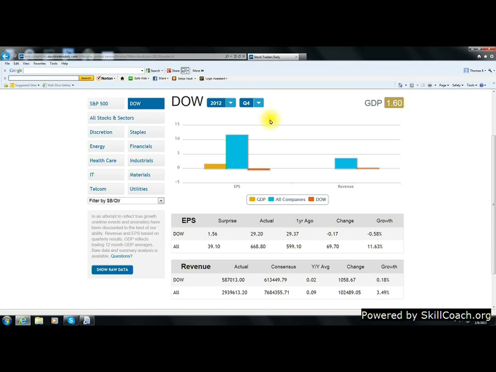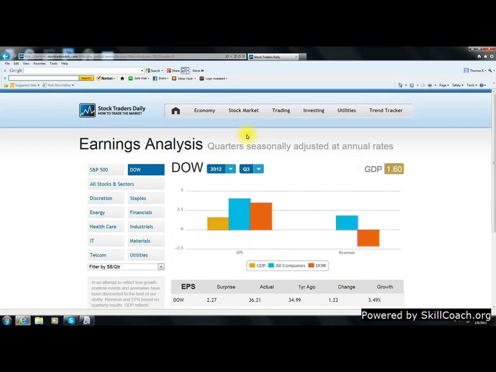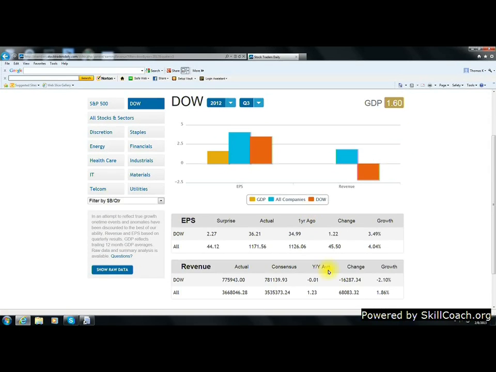This is for the fourth quarter, so let's take a look at the third quarter so we have some good comparative results. In the third quarter, the EPS growth rate was a little better at 3.49%. However, in the third quarter, revenue actually contracted for companies in the Dow Jones Industrial Average to the tune of negative 2.1%.